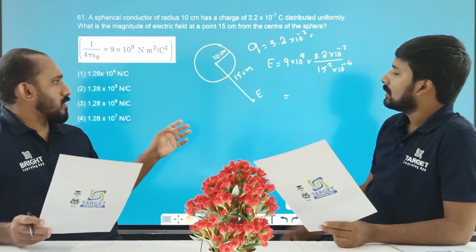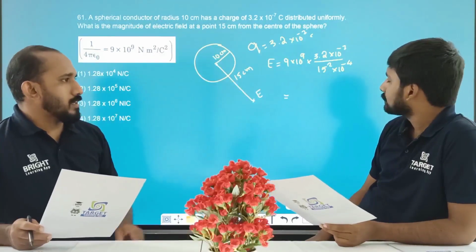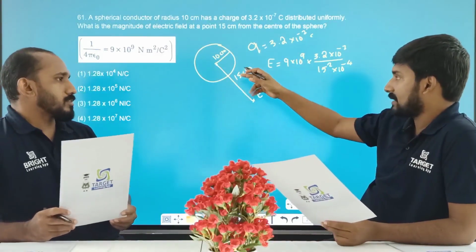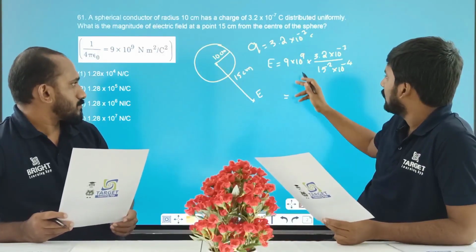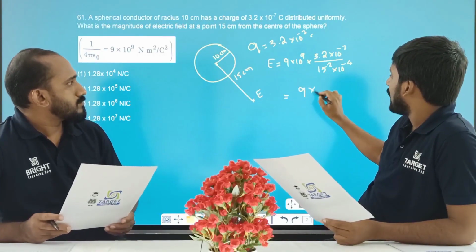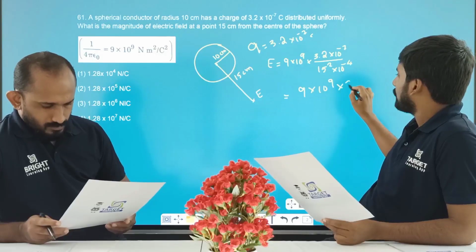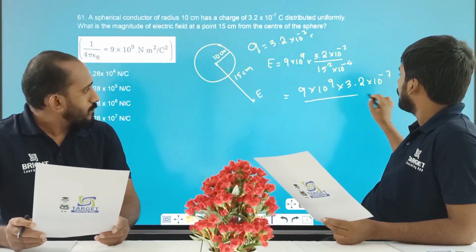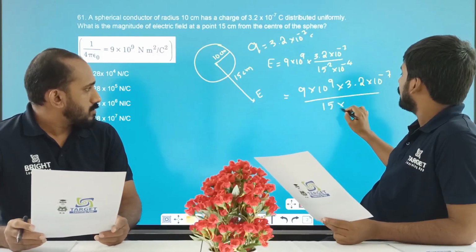So it's a concept like this only. If you consider the point outside the sphere, then the sphere will act as a point charge at the center of the sphere. So by solving this, 9 into 10 raised to 9 into 3.2 into 10 raised to minus 7 divided by 15 square, that is 15 into 15.